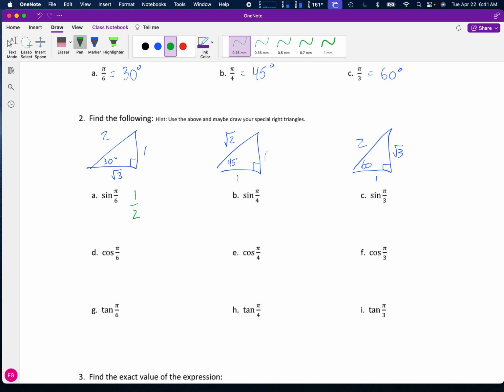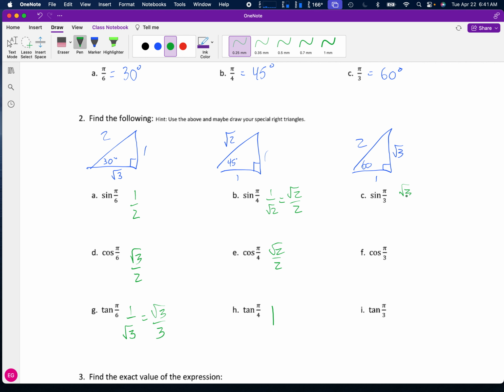So sine of 30 will be 1/2. Cosine is going to be the square root of 3 over 2. Tangent would be 1 over the square root of 3, which we can't leave. We have to make it the square root of 3 over 3. Sine of pi over 4 is officially 1 over the square root of 2, but we're going to rewrite it as square root of 2 over 2. Same thing with cosine. It will be square root of 2 over 2. And tangent of pi over 4 is just 1.